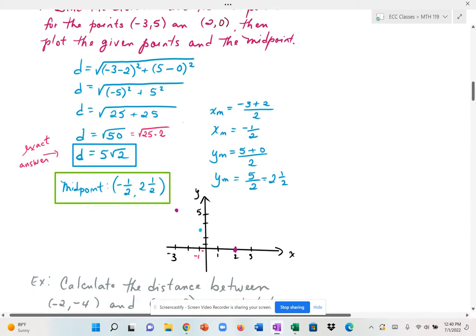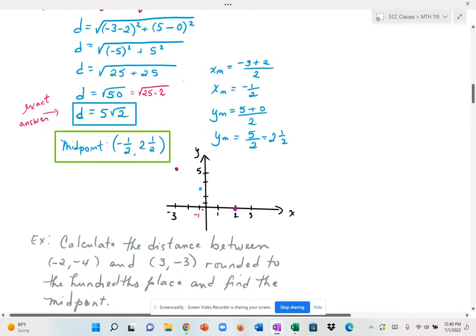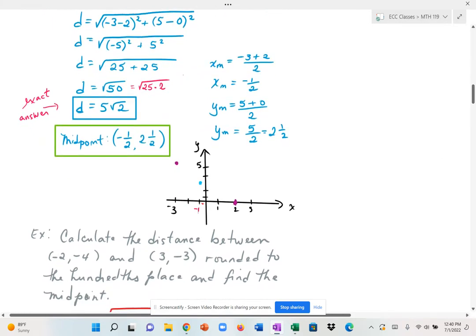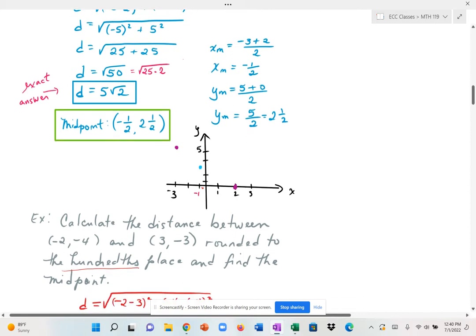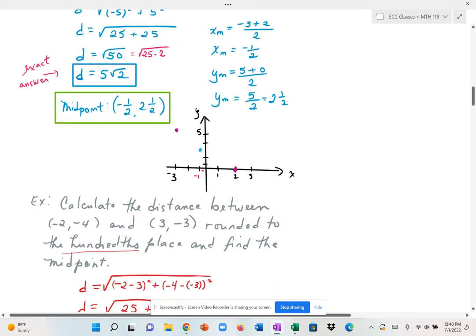Okay, so here's another one where we want to calculate the distance between (-2, -4) and (3, -3), rounded to the hundredths place. Notice that the directions are telling us to round that distance computation to the hundredths place, which is 2 decimal places. Your final answer should have 2 decimal places in it. And then we'll compute the midpoint.